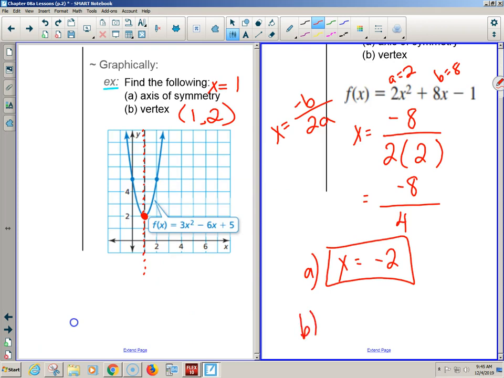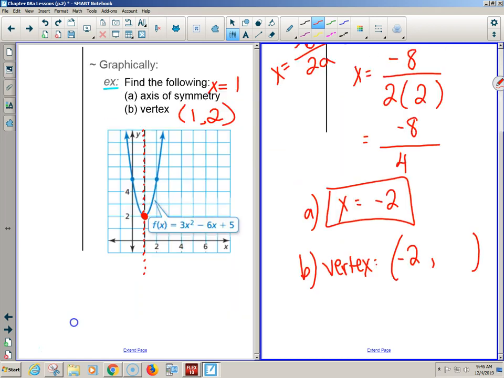What's the other part we're supposed to find? The vertex is an x and a y. Remember yesterday? How do you get a y? Solve. Think about it like a table, but you don't have to do the whole table. All you got to do is go plug in negative 2 and find your y. I'm going to do it to finish off the video, but you guys can go ahead and go.